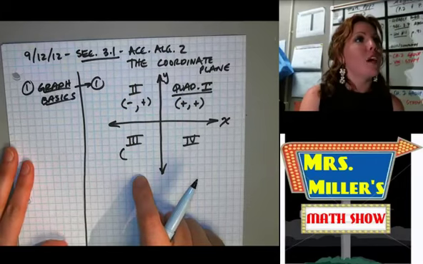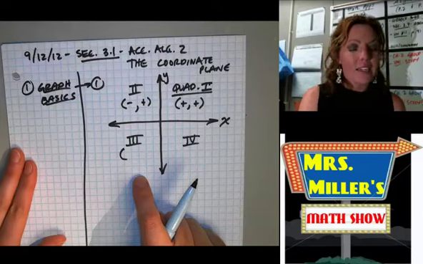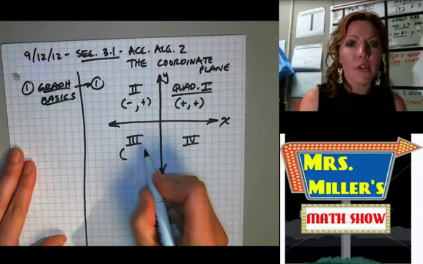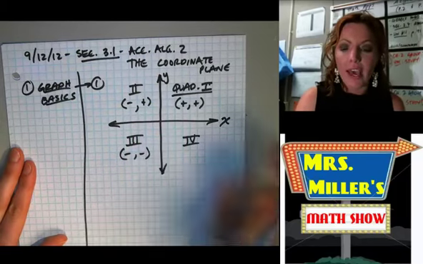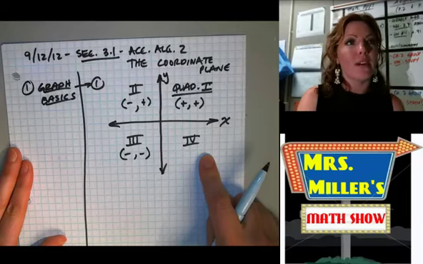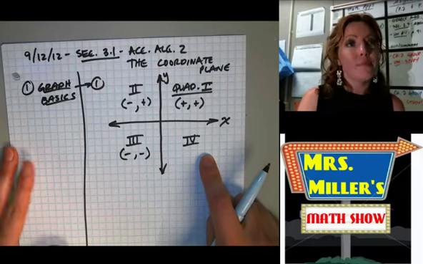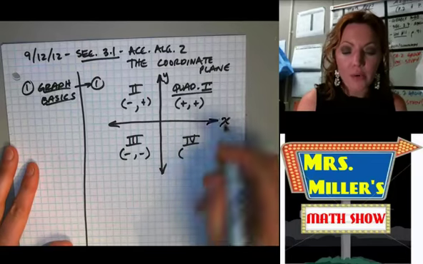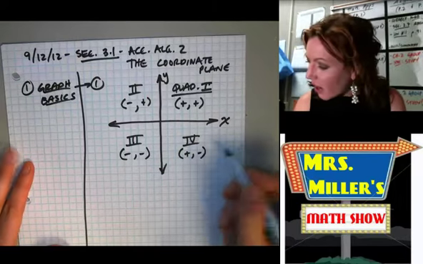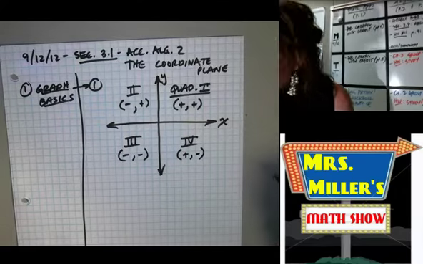Okay, how about quadrant 3? Can somebody tell me quadrant 3? Akashni. Negative, negative. Clap if you agree with Akashni. Okay, how about quadrant 4? What's that one? Hannah? Positive, negative. Clap if you agree with Hannah. Good. All right. So we have x, y.